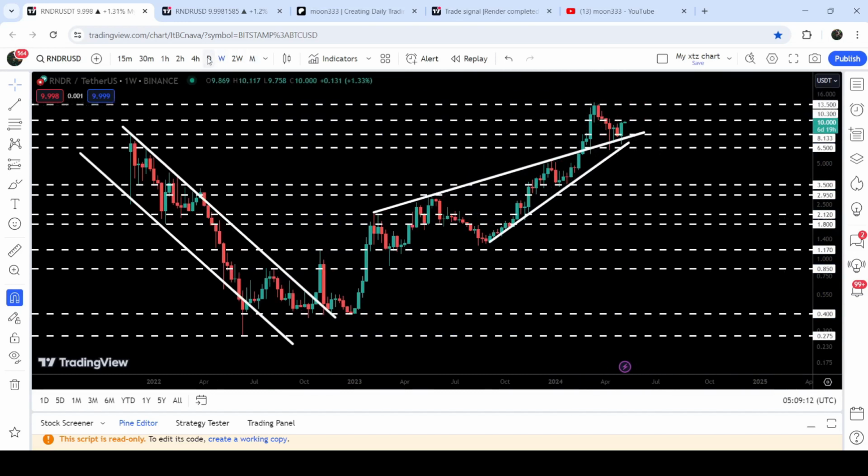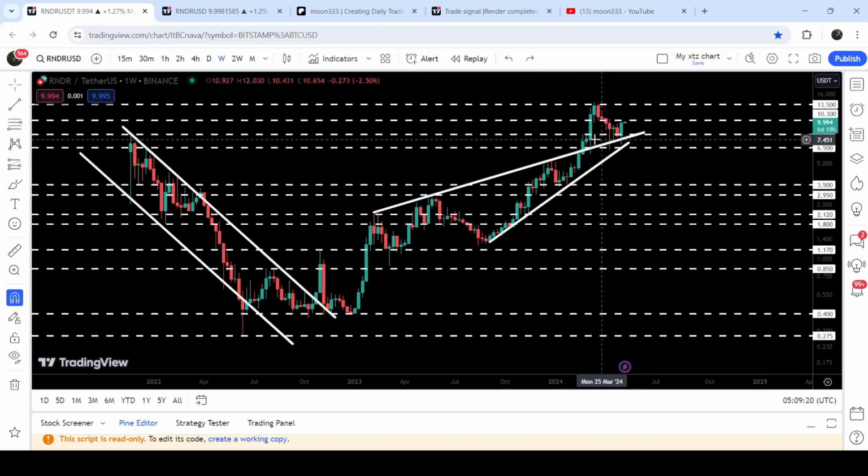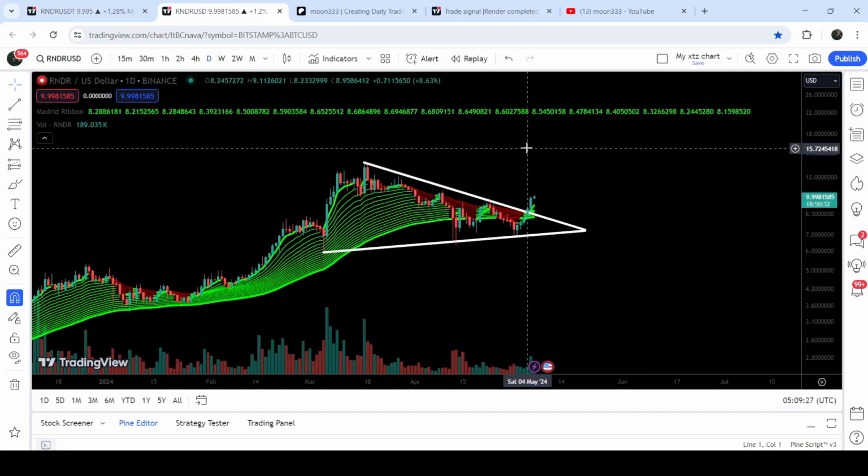After the rejection, if we take a look at the daily time frame chart, you can see that for several days the price has been rejected by this resistance, dropped down, and retested the previous resistance of the wedge as a support and geared up. During this move, the price has recently broken out this symmetrical triangle as well.